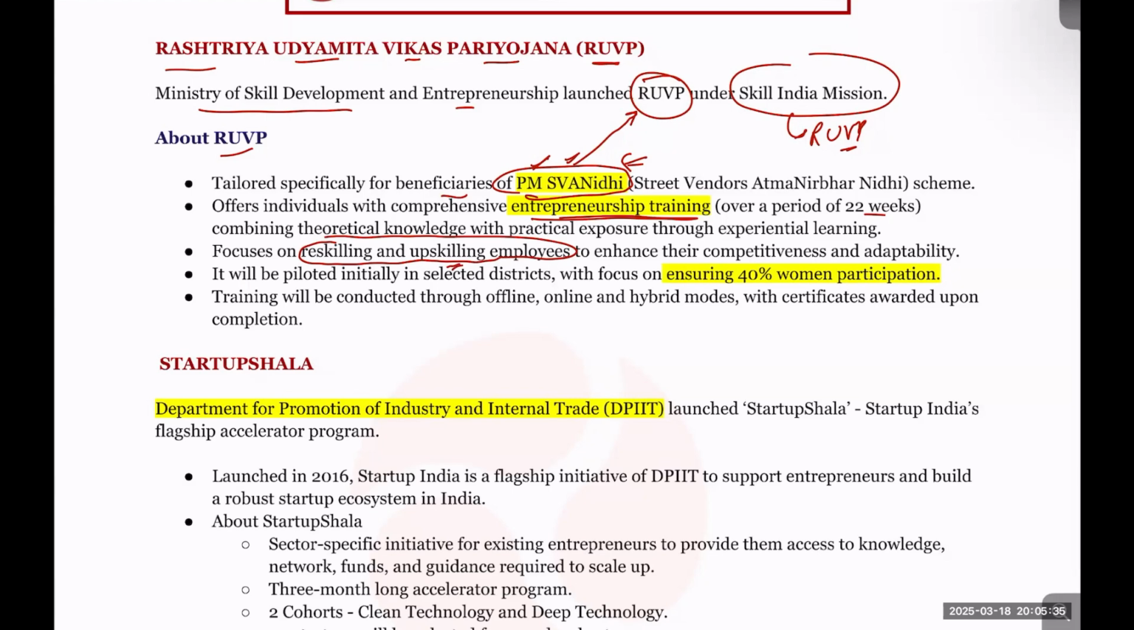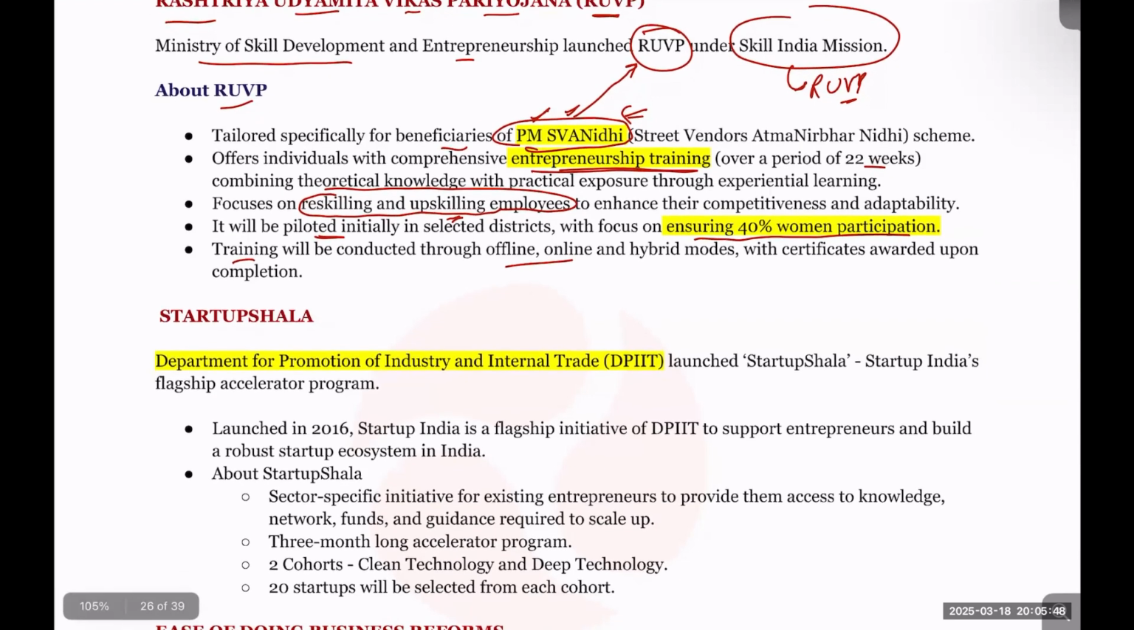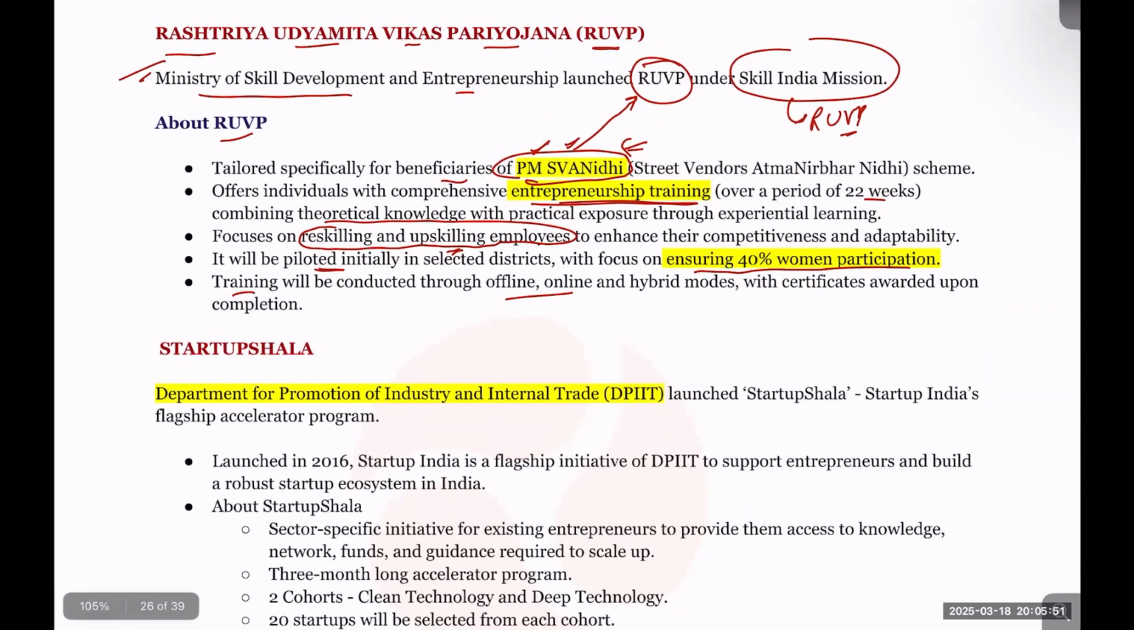So it will be piloted initially. Initially, it will be on a pilot basis, and it will try to ensure that 40% is women's participation. Okay, so training will be done through online and offline. These are the only important things about this Rashtriya Udyamita Vikas Pariyojana.